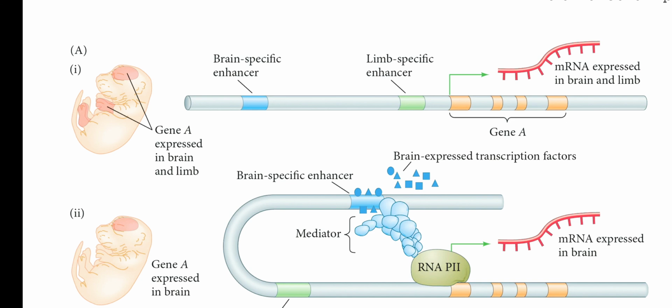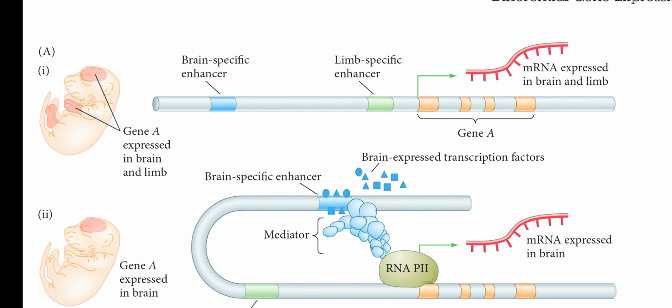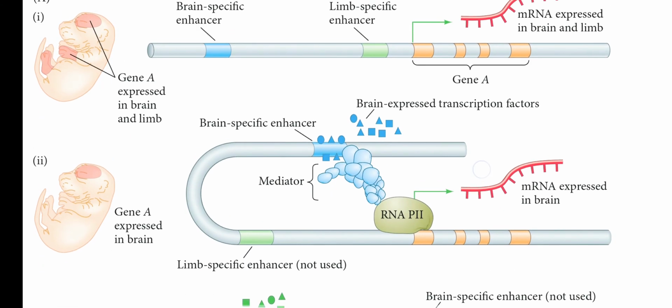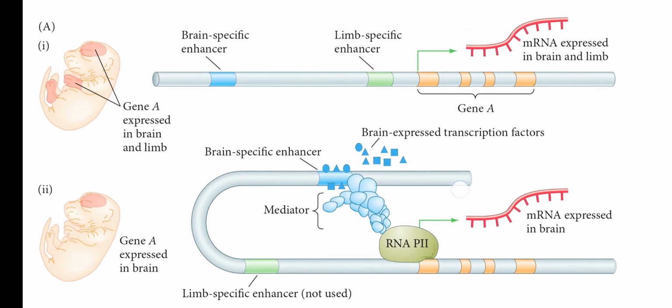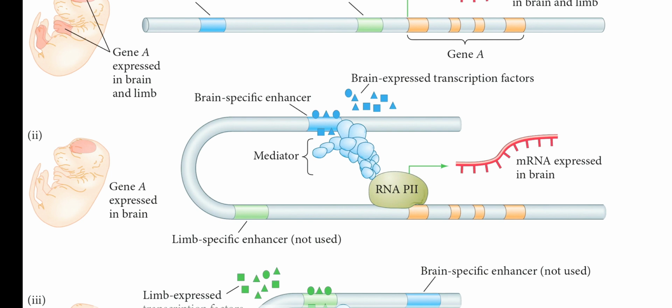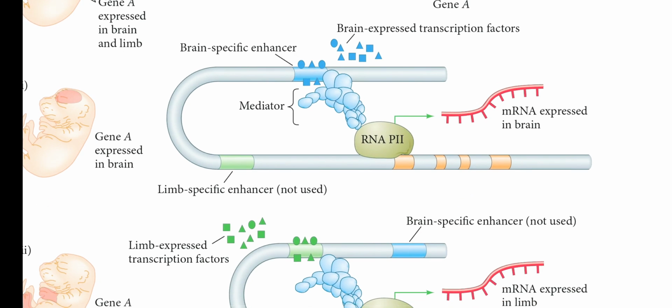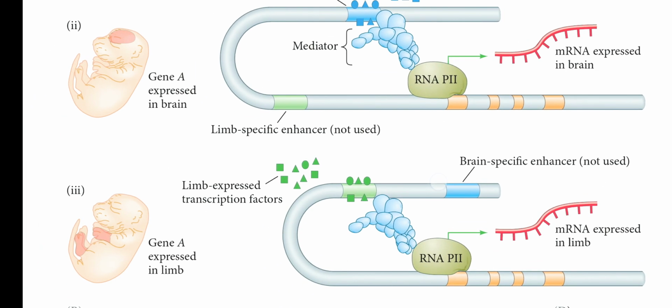The brain specific enhancer and the limb specific enhancer are there. Whenever a specific transcription factor related to the brain binds with that enhancer, with some help of intermediate associated transcription factors, it stabilizes RNA polymerase II and causes transcription of a particular type of mRNA being expressed in this brain region.